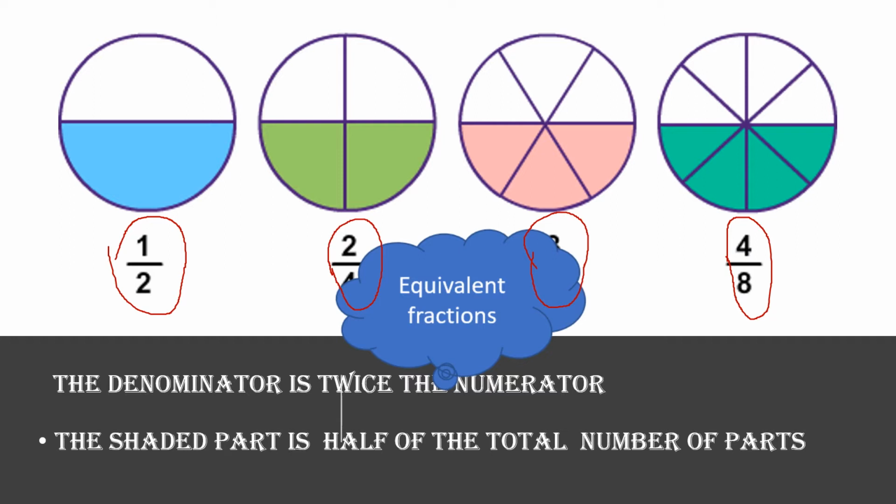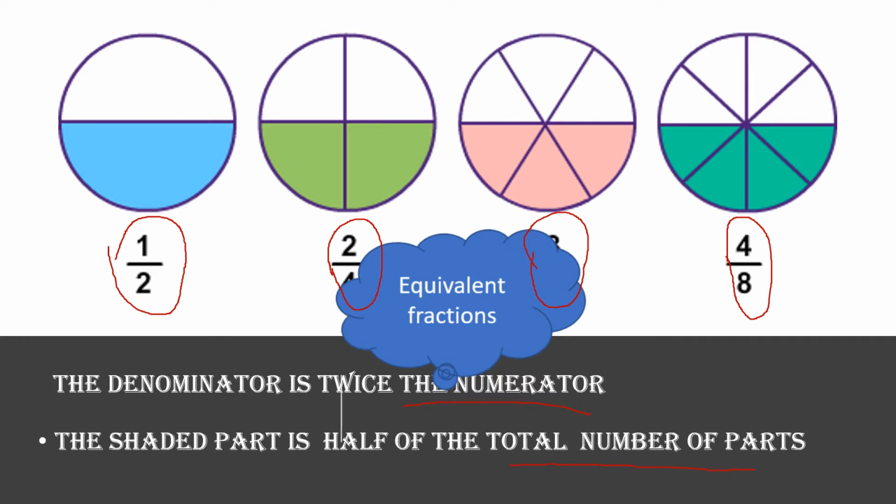How? If we look, the denominator is twice the numerator. If you see in all of these figures, half of the figure is shaded. Like you see here, two parts, one is shaded. Here are four parts, two are shaded. Six parts, three are shaded, and eight parts, four are shaded. So half of the figure is shaded. So all these fractions are known as equivalent fractions. The denominator is twice the numerator and the shaded part is half the total number of parts.